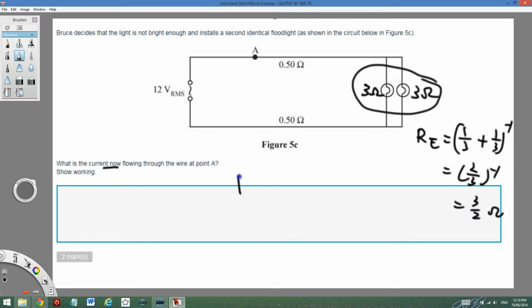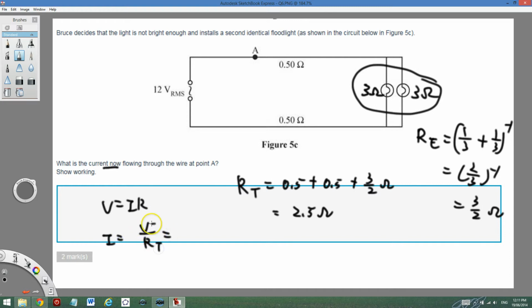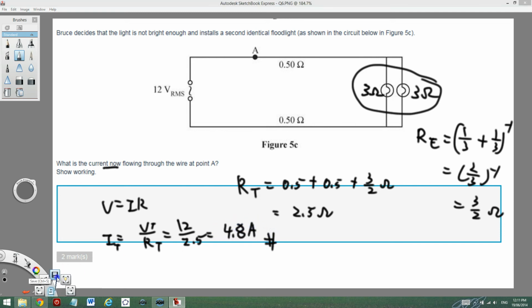Then the total resistance will be 0.5 plus 0.5 plus 3 on 2 ohms, which is 1.5. So you have 2.5 ohms total. V equals IR. The total current will be the total voltage divided by the total resistance, which is 12 divided by 2.5, and we have 4.8 amps. Okay, done.